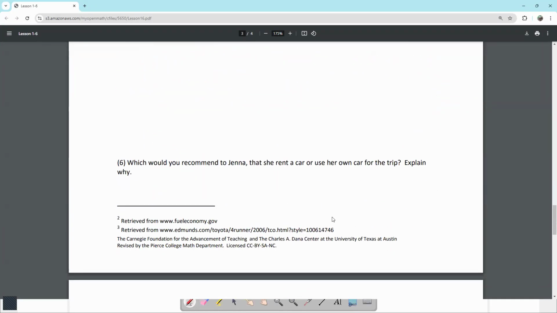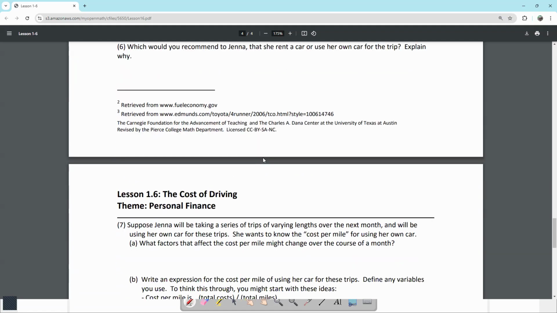All right, so this is an opinion piece by you. Question 6, which would you recommend to Jenna, that she rent a car or use her own car for the trip? Explain why you meant that. So it's up to you. You can go either way. Like I gave my kind of pros and cons there. I'm curious about your pros and cons on that. No right or wrong answer, just don't leave it blank.